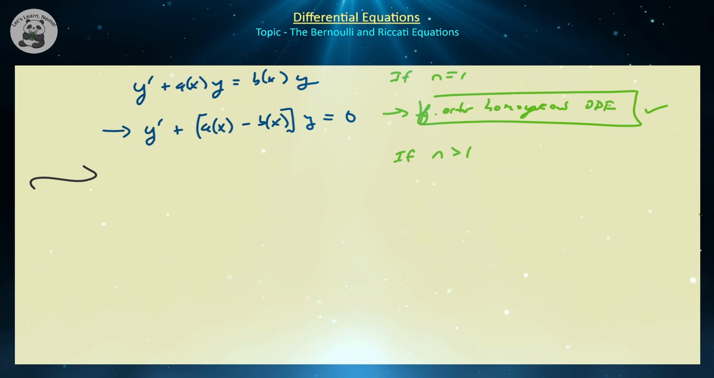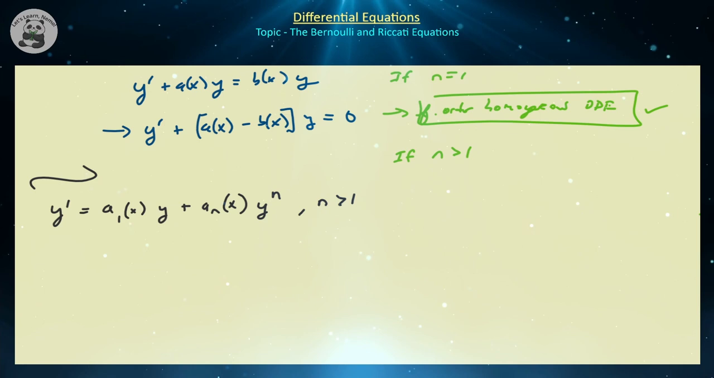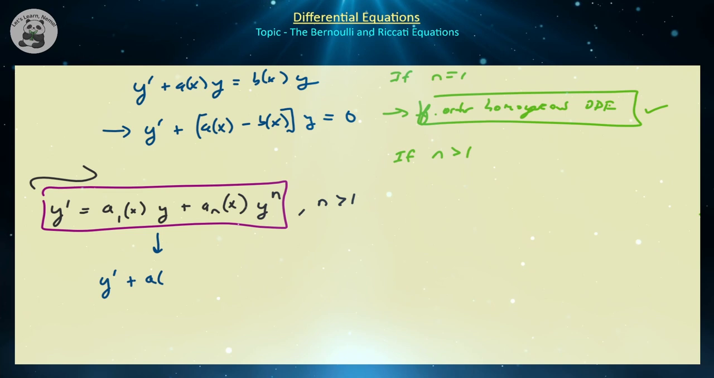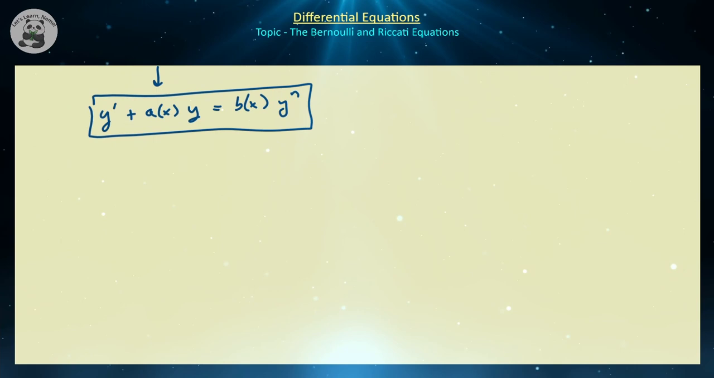So what we're going to do is consider the structure y prime is equal to a1(x) y plus an(x) times y to the power of n for n bigger than 1. Notice that we do not have an a0(x) term, which is the non-homogeneous portion of the typical first-order linear differential equation. So we have this particular structure, which we're going to work in the form y prime plus a(x) y is equal to b(x) y to the power of n. I think this form is a little bit easier to deal with. Okay, so the trick to solve a Bernoulli differential equation is to start off with doing a substitution.